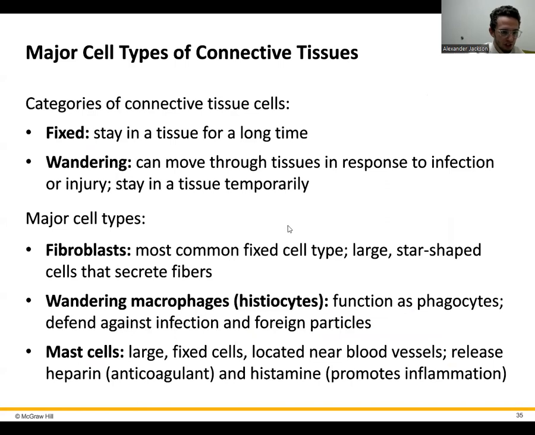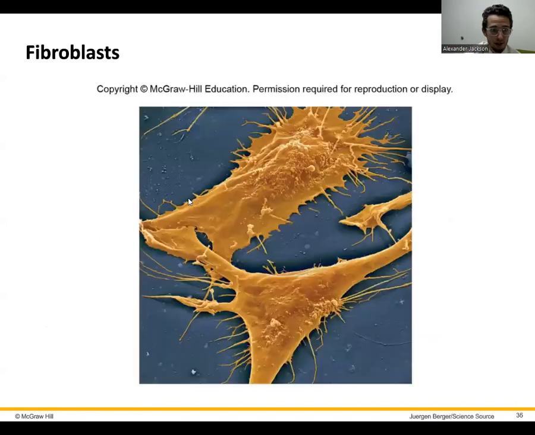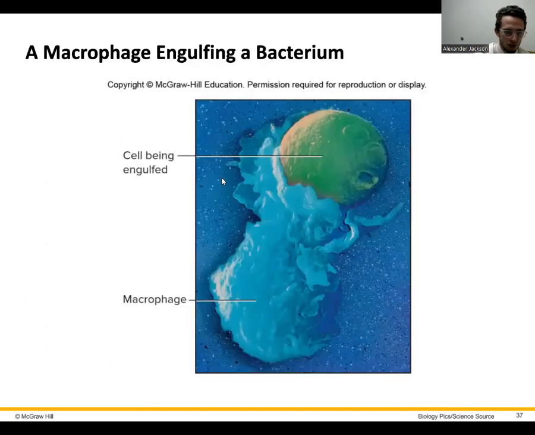I'm going to skip the cell types. Fibroblasts just means building fibers. Macrophages are going to be going different places. Mast cells can be going different places. It's similar to white blood cells, but they're different in that some stay where they're at. It's like bone cells like to stay where they're at, whereas wandering cells can move and go different places like white blood cells. So those are some cool pictures of them. They're really pretty actually.